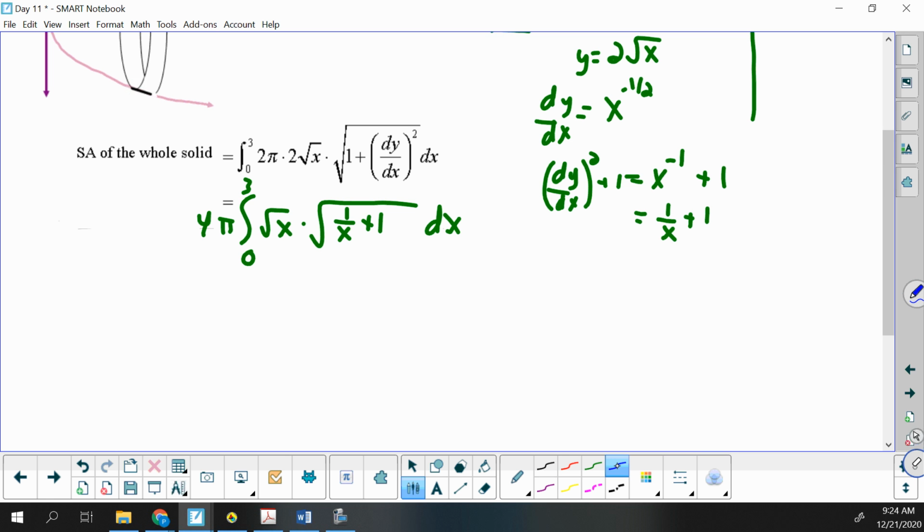Well, when you have radicals, you can multiply the parts inside the radical together. So that x can distribute through the radical. X times 1 over x will give us 1. X times 1 is just x.